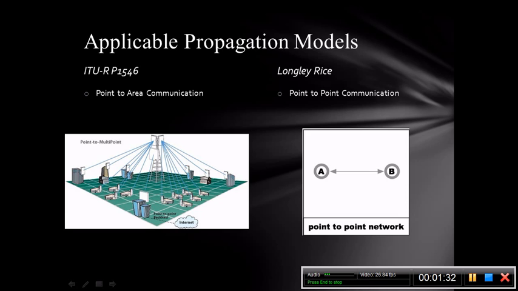These models account for other fundamental limits such as terrain and climate that are also factors for attenuation and signal decay. Our model of choice is the ITU-R P1546 for these instances stated above.